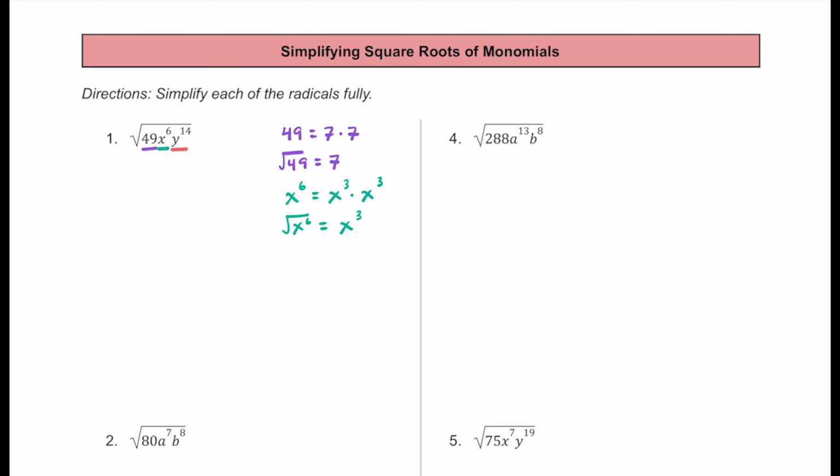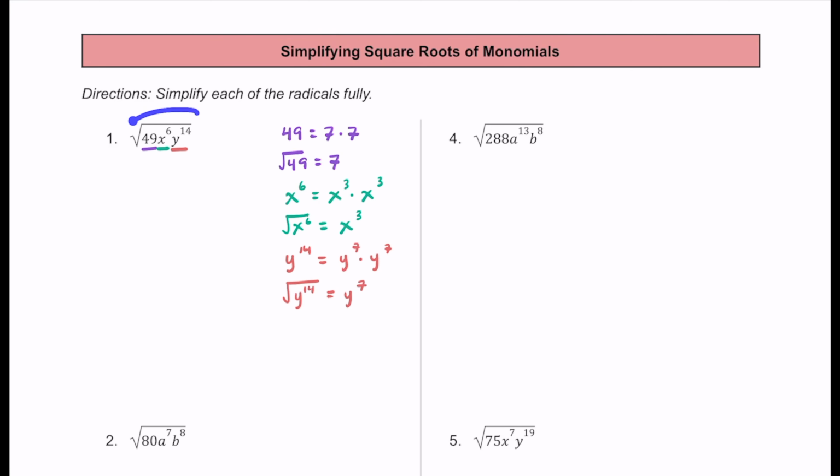Lastly, we have this y to the 14th power. That's actually also a perfect square, right? Because y to the 14th power is really just y to the 7th power times y to the 7th power. So when asked what is the square root of y to the 14th power, that's just going to be y to the 7th power.